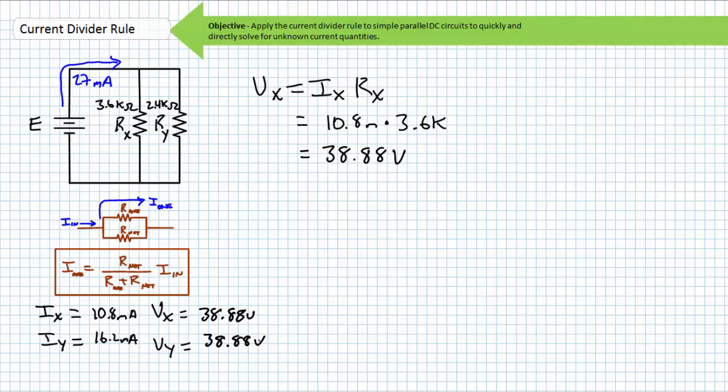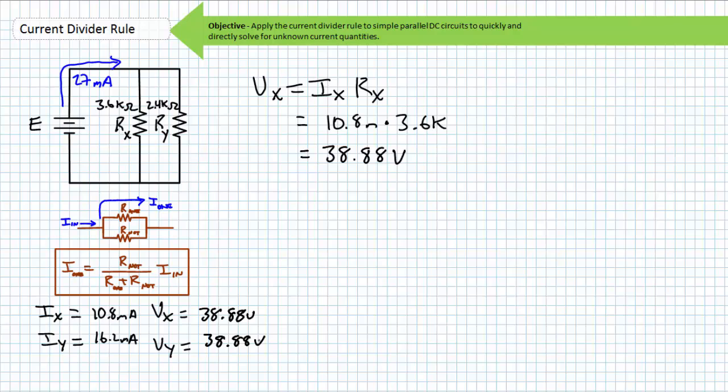All necessary unknowns have been solved for in 3 quick and direct steps that did not dilly-dally, defer, or delay our immediate satisfaction for results. Get to know the CDR. It will save you time and frustration.